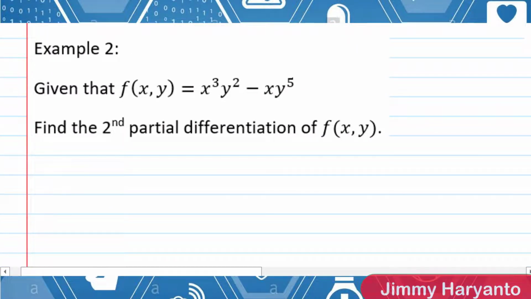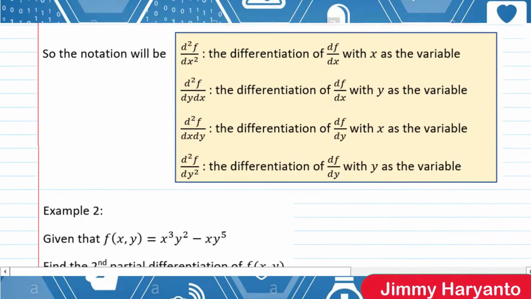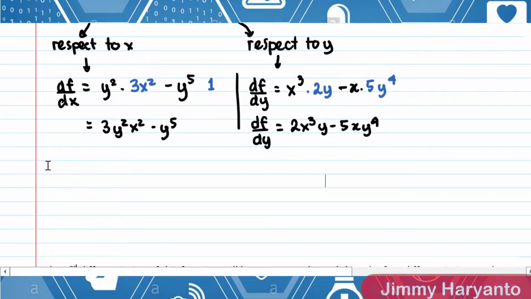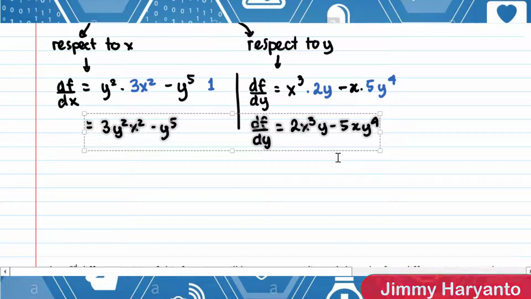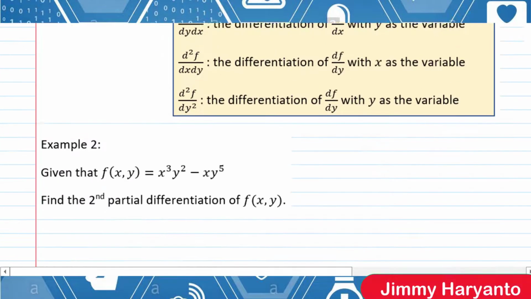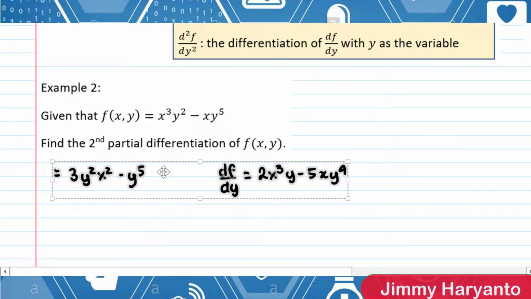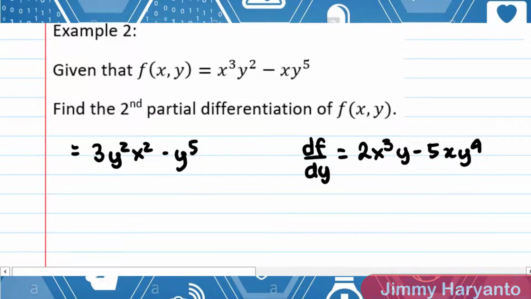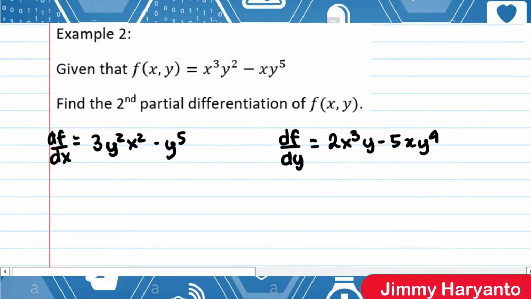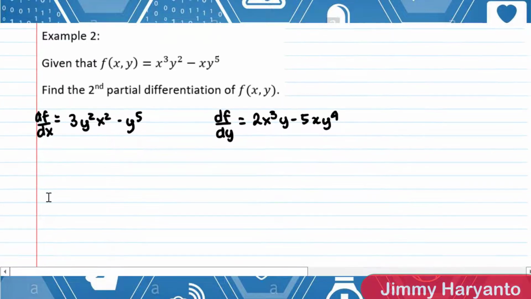Example 2, given that f(x,y) equals x cubed y square minus x y^5, find the second partial differentiation ya. So we will copy the result of this one. This one is the first differentiation of the function ya. The question is the same, so we can copy this one. Okay, so this one is df over dx ya.